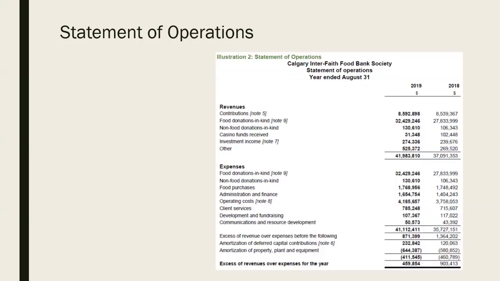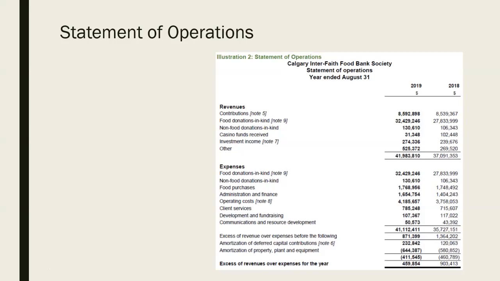Next up, we'll take a look at the statement of operations. The statement of operations is basically the not-for-profit version of the income statement. Because not-for-profit organizations are not oriented towards recording profits or earning of profits, the statement is called, in a more generic manner, a statement of its operations.